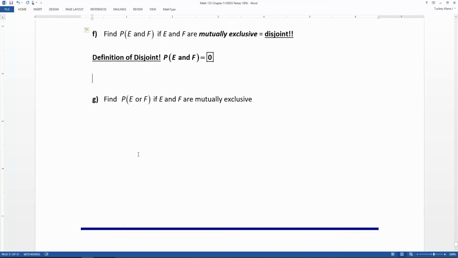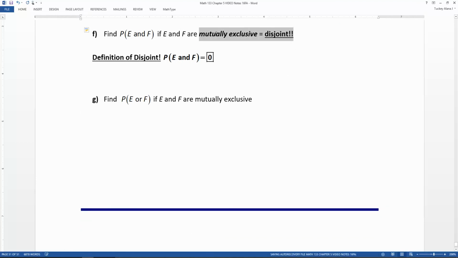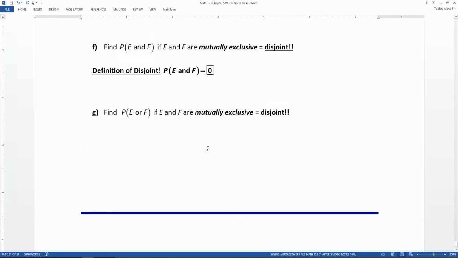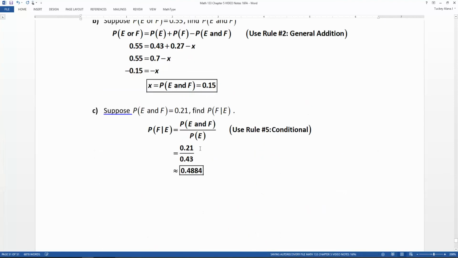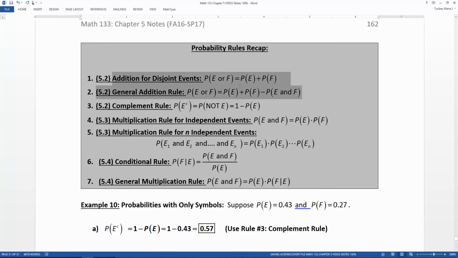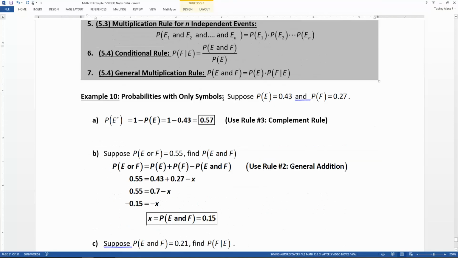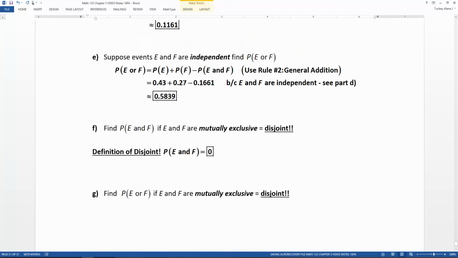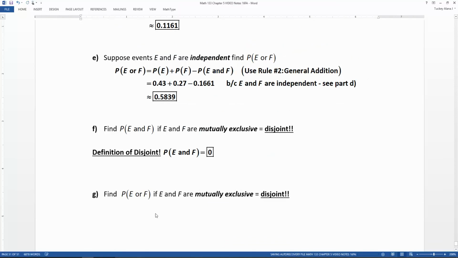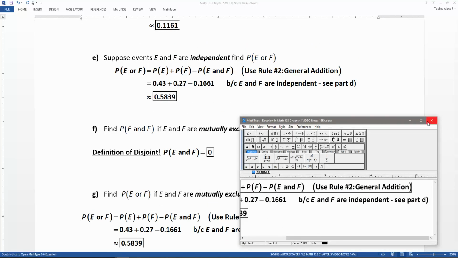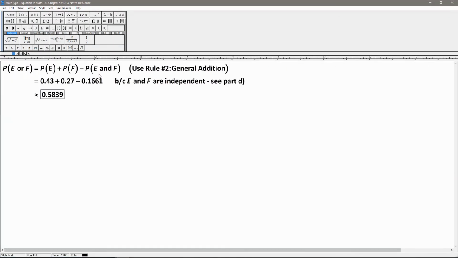All right, last one, I think. Yep, last one. So now, what if events E and F are mutually exclusive, and now we want to find the probability of E or F? Well, you're told they're disjoint, so you could use rule number 1, right there, disjoint event. Or you could use rule number 2, because rule number 2 is going to work. It's just that you have to know that the probability of E and F is 0. So I'm actually going to use rule number 2, the general addition rule. I just want to show you the difference. It would be minus 0 right here.